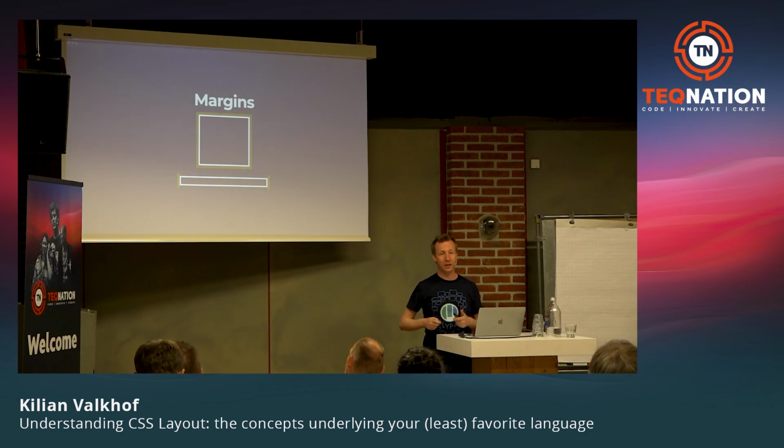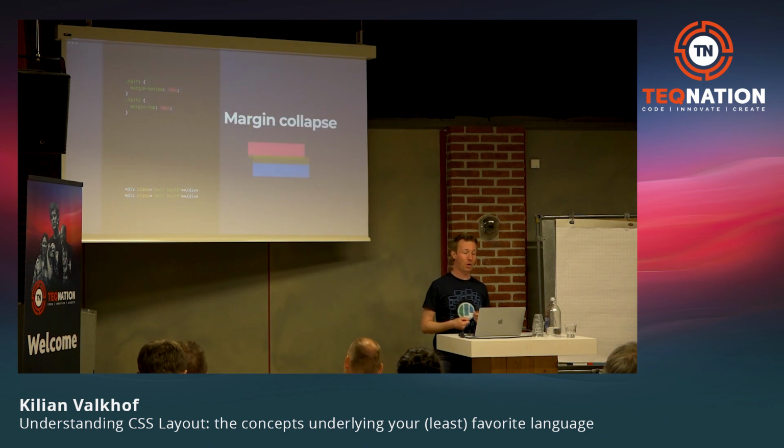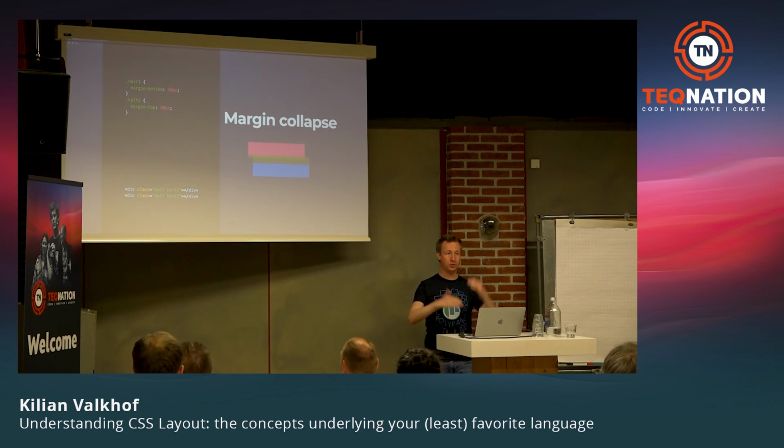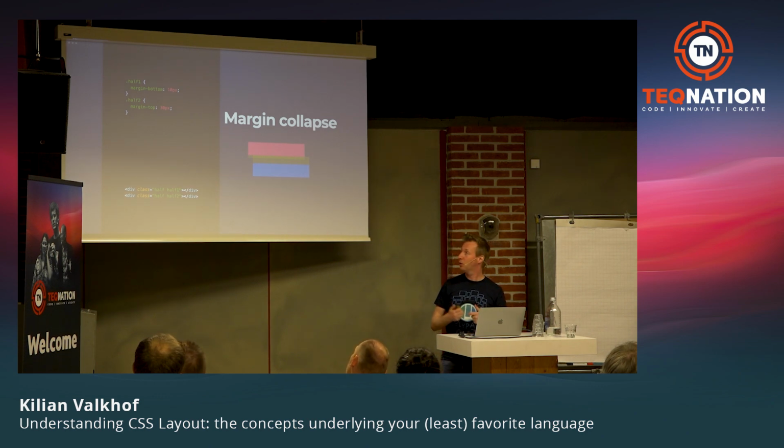Now, there's more weird stuff when it comes to margins. Margin collapse. When there are two block elements with margins sitting above each other or on top of each other, the larger margin of the two is picked and they collapse into each other.